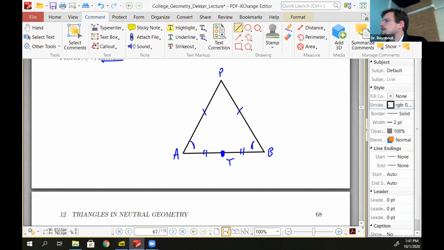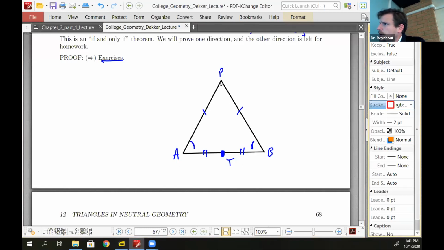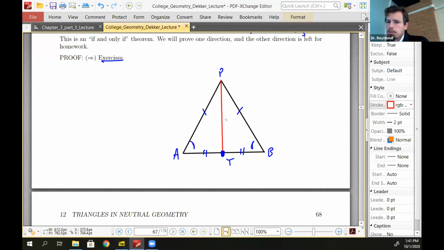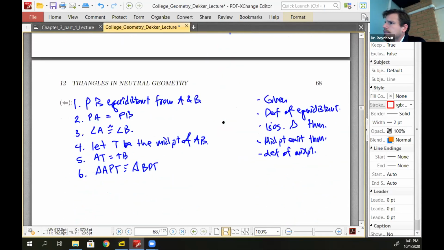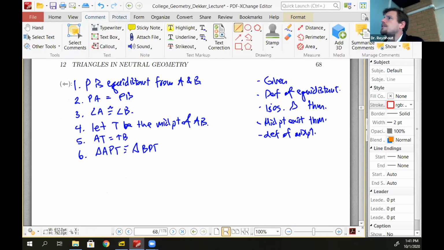So I'm going to put in this line, and I'm going to make it red just for kicks and giggles. That red line is what we're going to claim or show is the perpendicular bisector. And obviously, since it's defined by P, P lies on it. So those two triangles are congruent.